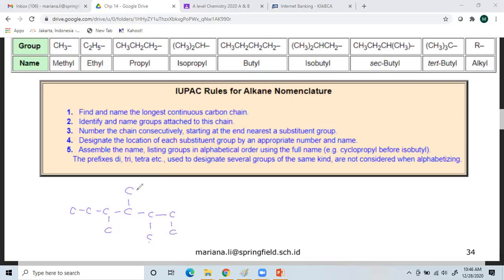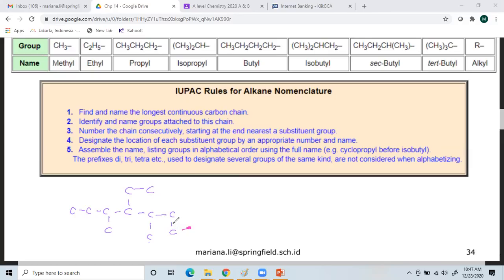Okay, what's the name for this compound? First we should find the longest chain, right? This one, the longest chain. 1, 2, 3, 4, 5, 6. Please be careful that this is not branched. Branch never at the first C.